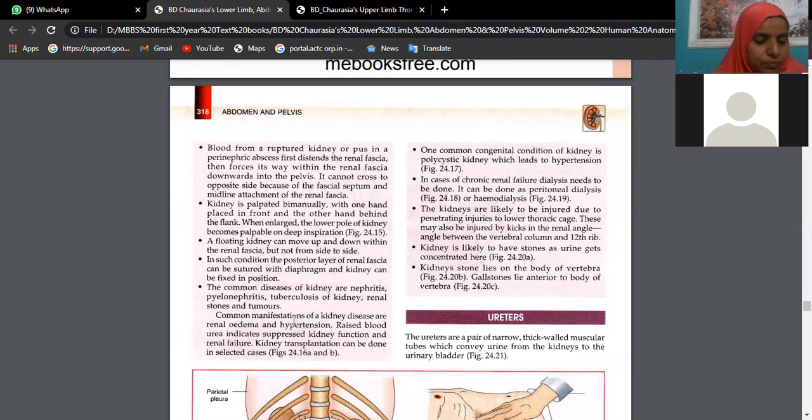Okay. Then psoas major. Can you tell me the origin and insertion, beta? Psoas major.